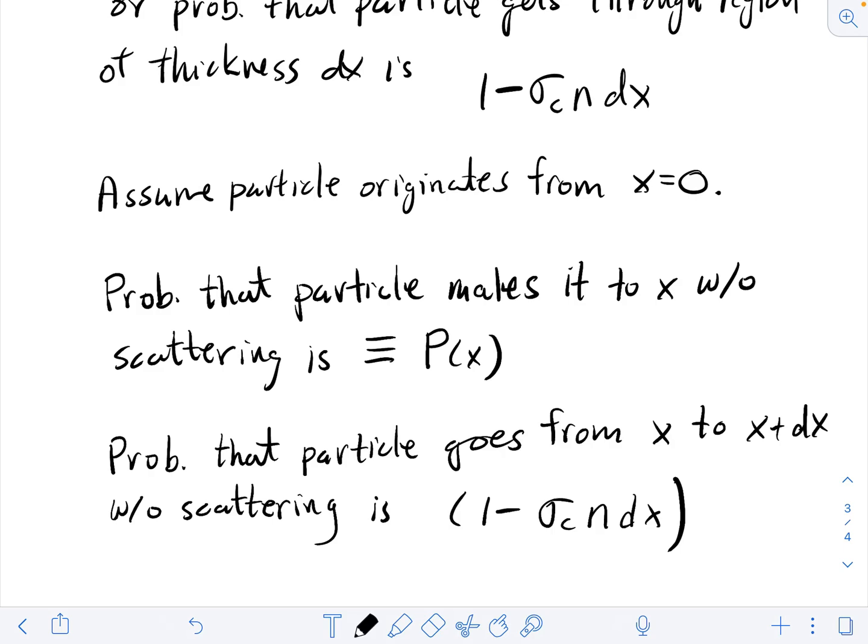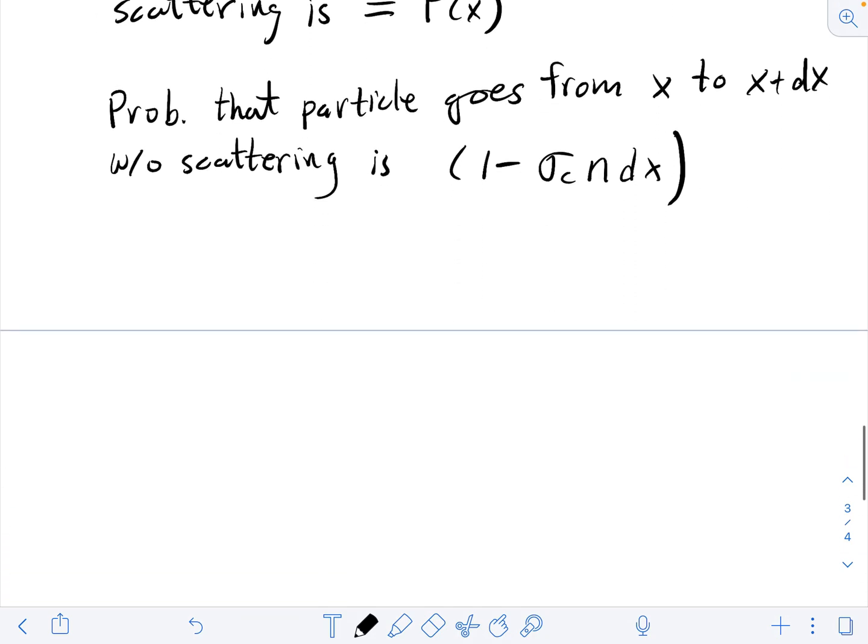Okay, so that means what we're going to be interested in is, I have a particle that starts at x equals 0. I want to know what is the probability that it makes it to x without scattering, and then also makes it to x plus dx without scattering. Well, if you have that kind of condition that something has to happen, and then something else also has to happen, then the probability of that occurring is the product of the two individual probabilities.